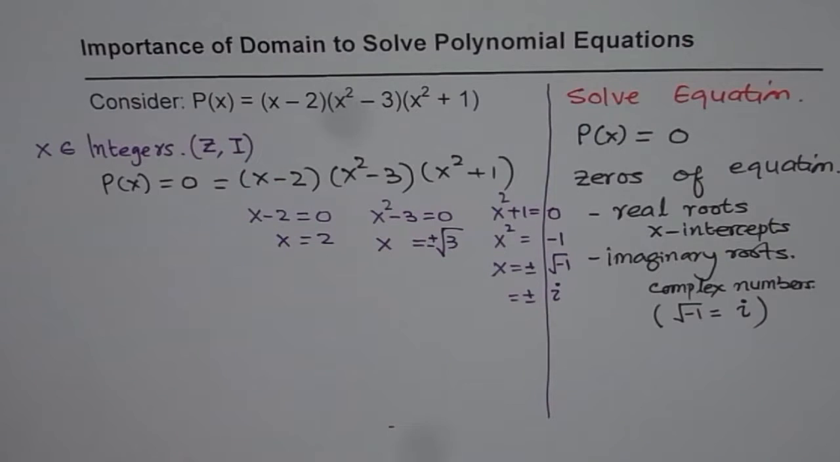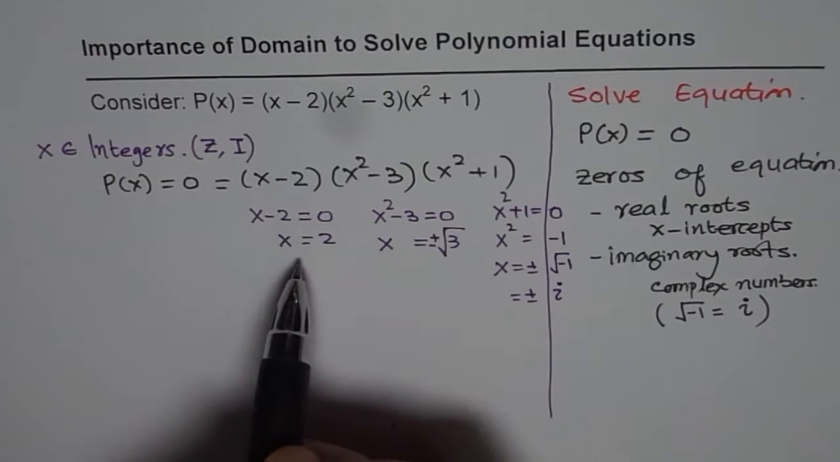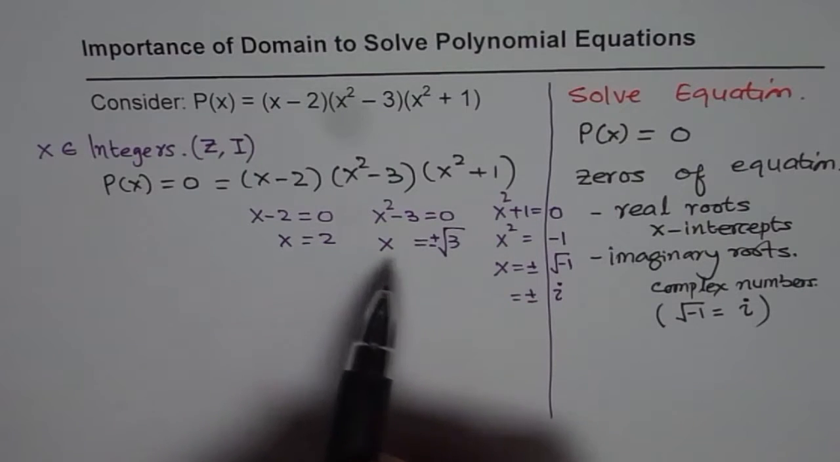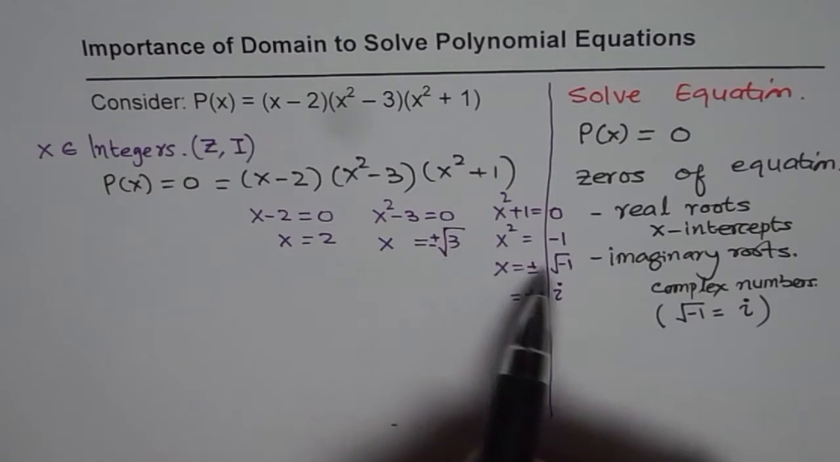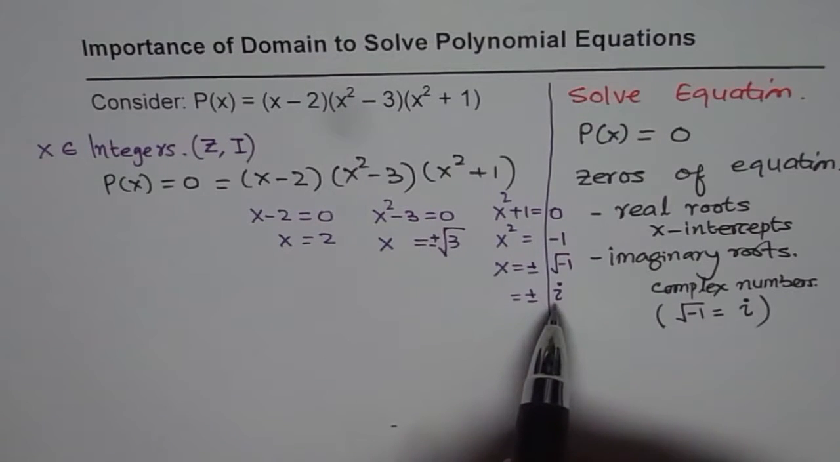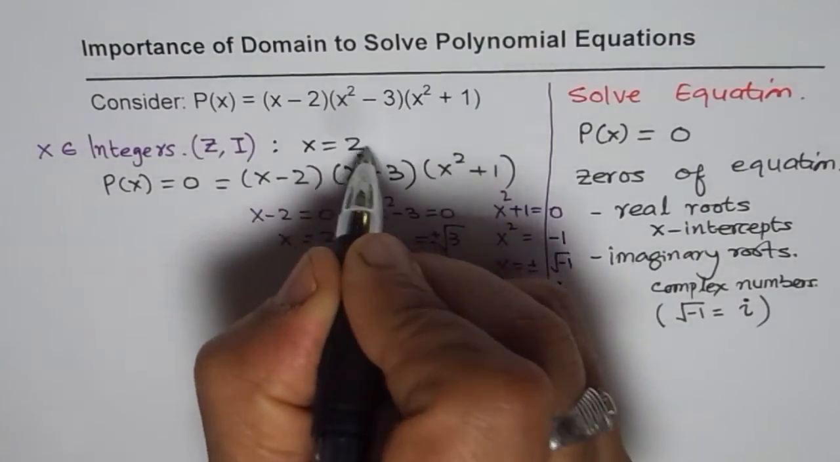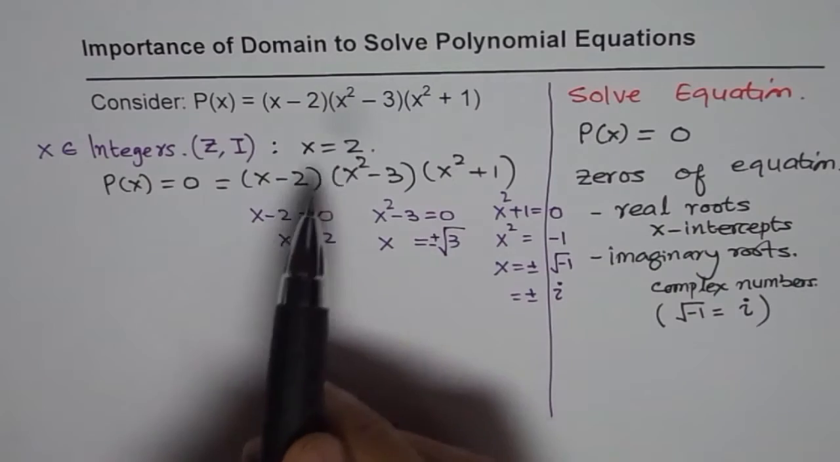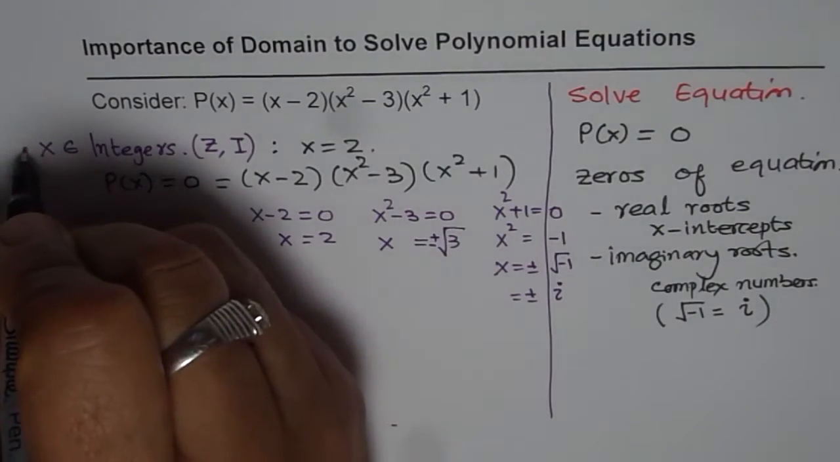But now if you see the set of integers, then in the set of integers, the only solution we have is x equals 2. Since x equals plus minus square root of 3 is not an integer, it cannot be written in the form of a fraction, nor is plus minus i, correct? So the only solution here is x equals 2. Do you get it? So it has only one solution in this set of integers. I hope you appreciate that part, right?